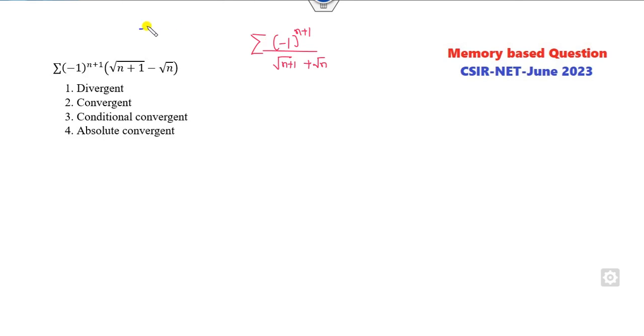Whenever there is a minus 1 raised to some power, you always apply the Leibniz test. It clearly says that 1 over this function is decreasing and goes to 0. So it means this series is convergent. So the first option is cancelled, the second is the correct option. Now check whether it is conditional or absolute.